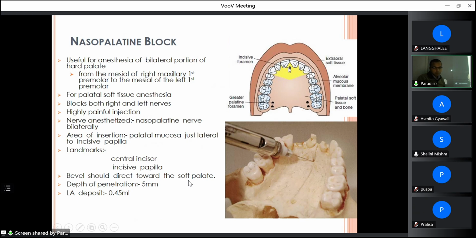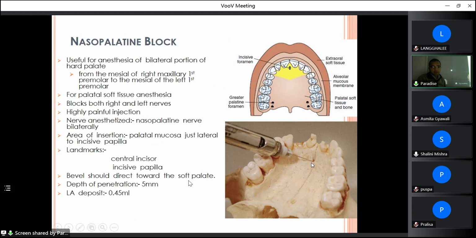The difference between this nerve block and other nerve blocks is that while giving other nerve blocks, the bevel of the needle should always face towards the bone. But in the nasopalatal nerve block, the bevel of the needle faces towards the soft tissue, because in this area the palatal gingiva is firmly adhered to the bone. So it's very difficult to deposit local anesthesia here. That's why this is the most painful of all the nerve blocks, because there is no space present in the palatal gingiva.